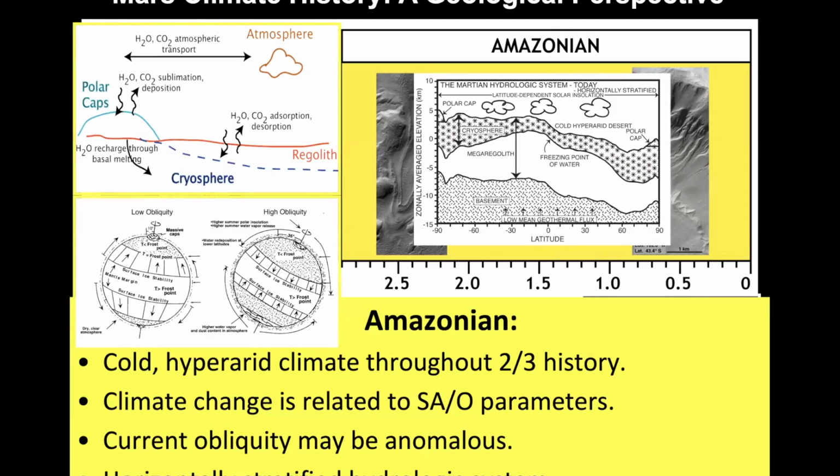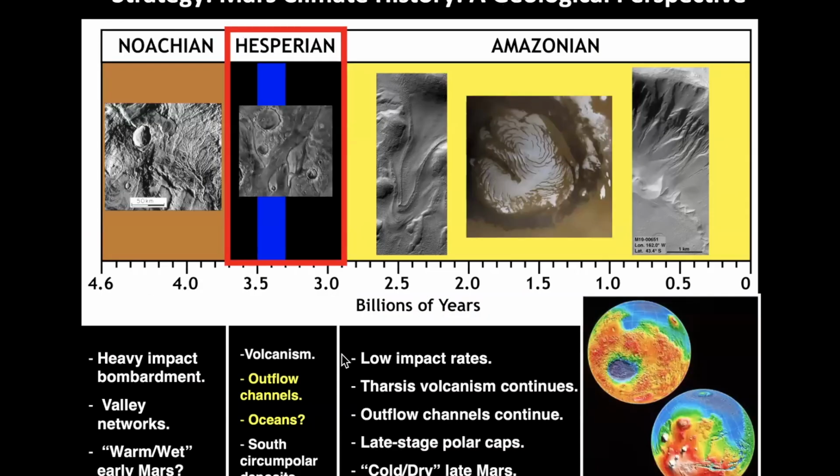We summarize the Amazonian. We know that it was a cold and hyper-arid climate throughout two-thirds of the history. Remember how long the Amazonian is, two-thirds of the history. It's horizontally stratified and thick. The climate change is related to spin axis orbital perturbations. We know now that the current obliquity is maybe anomalous. Typical obliquity was likely to be more like 45 degrees, and it's definitely a horizontally stratified hydrological system through two-thirds of the history. So what about the Hesperian?